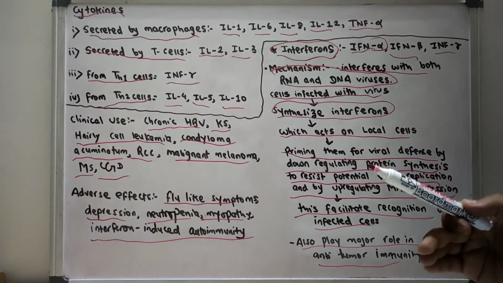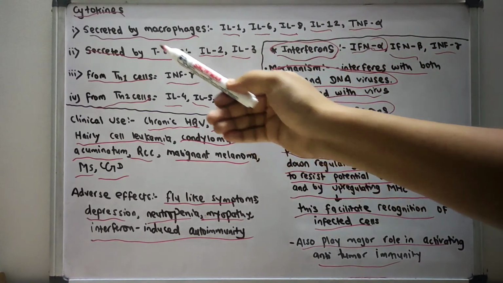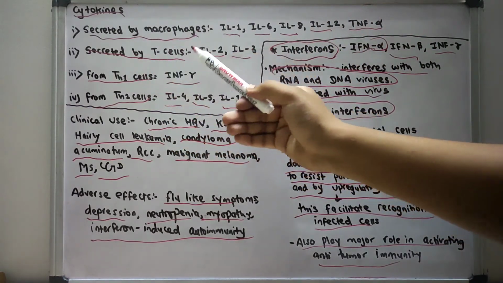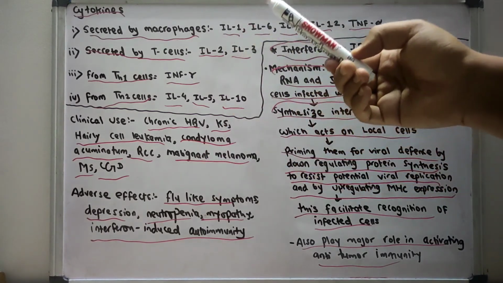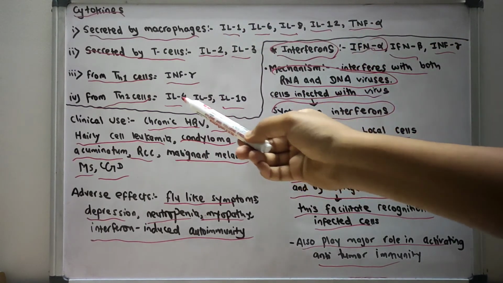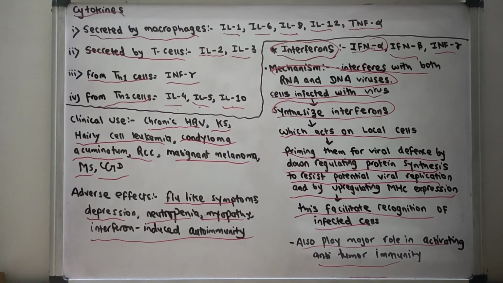The cytokines that are secreted by the T cells are interleukin 2 and interleukin 3. The cytokine that is secreted by the Th1 cells is interferon gamma. The cytokines that are secreted from the T helper 2 cells are interleukin 4, interleukin 5, and interleukin 10.